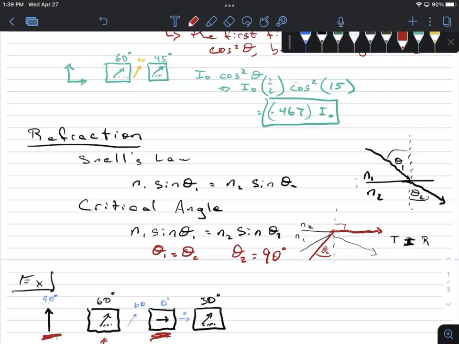So either way, whether we're doing a normal refraction problem or a critical angle problem, you use Snell's law, and depending on which question it is, you're either solving for the angle of refraction, which is theta 2, or you're solving for the critical angle, which would be theta 1, with theta 2 being 90. And that's refraction, at least the amount of refraction.